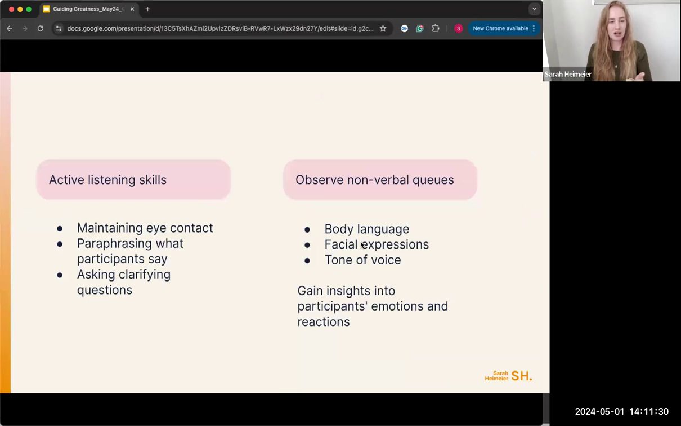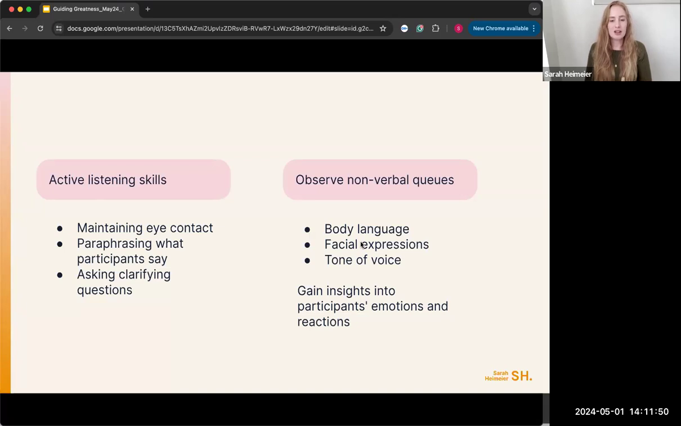And then the other part of this is around, as part of active listening, having those skills. What you can do to demonstrate that you're listening is to make eye contact with the people who are speaking, paraphrase what the participant said, and then ask any clarifying questions so that you're really starting to understand what are they saying, what are they sharing. And then as part of that as well, taking any notes.